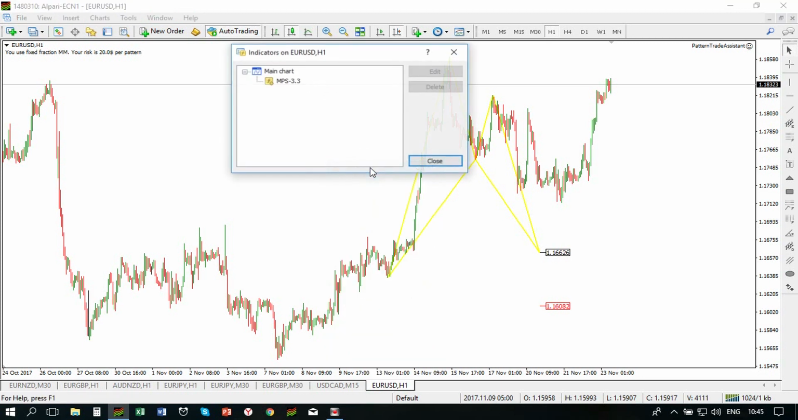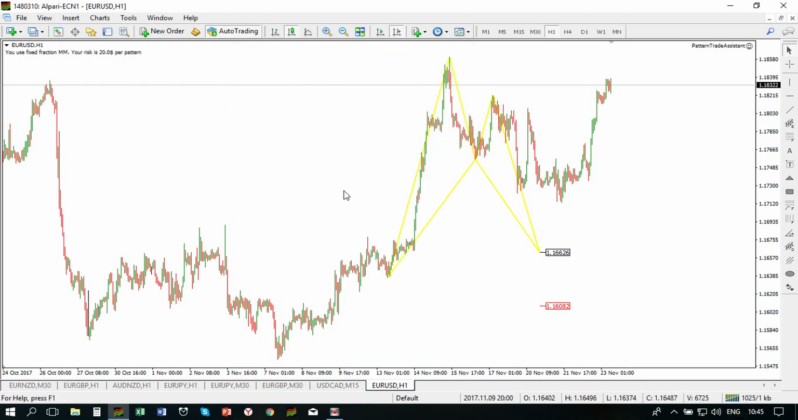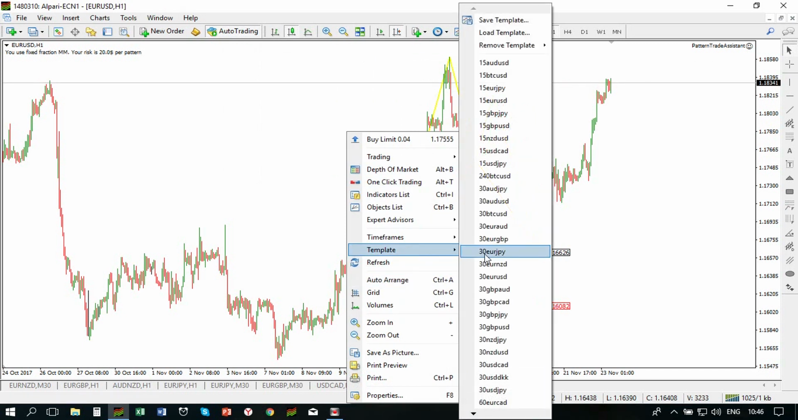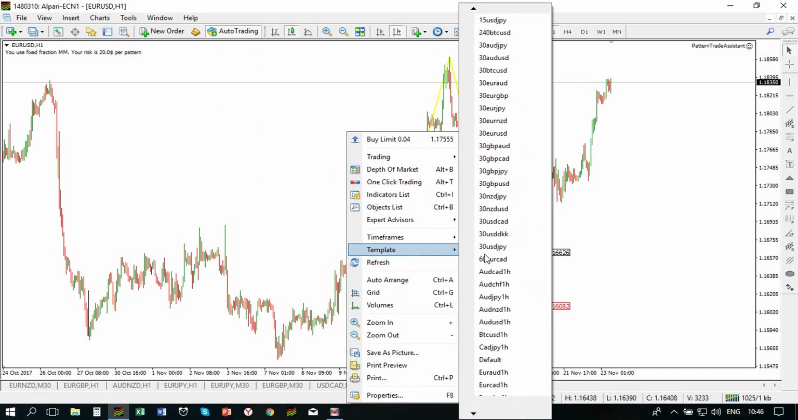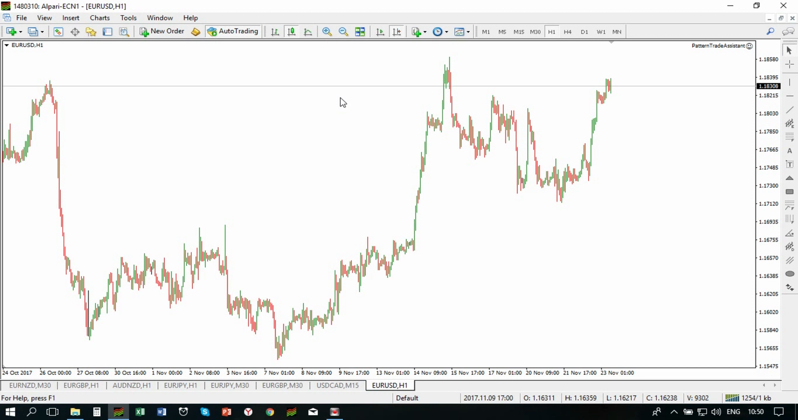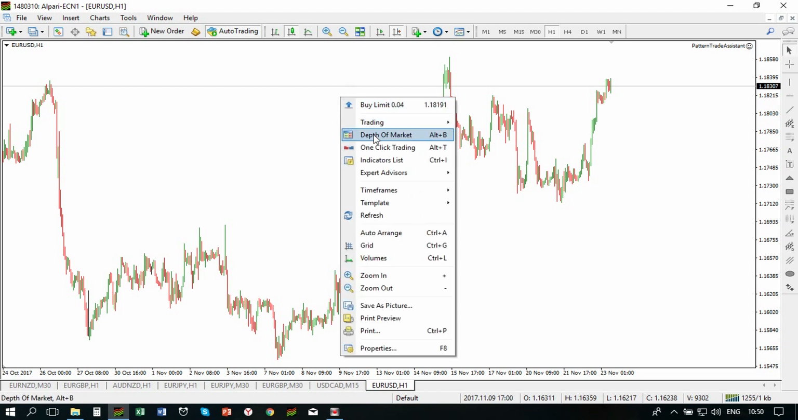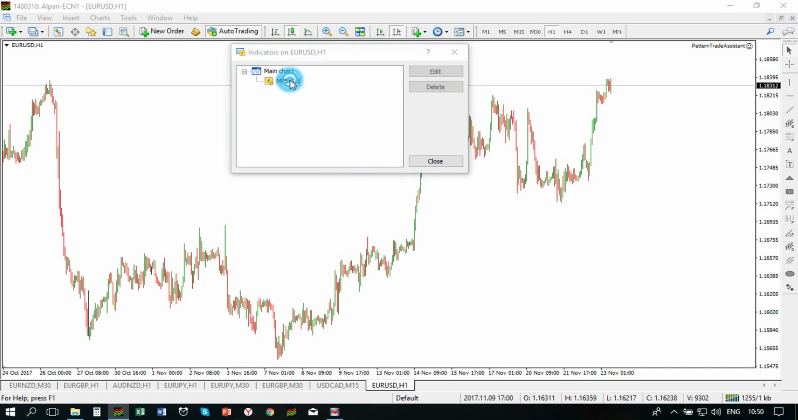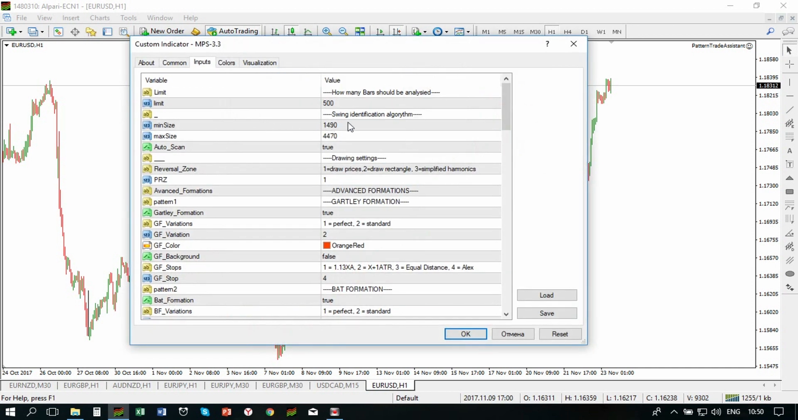Okay, let me switch it back to advanced patterns. I'll do it this way. Template euro 1 hour, euro dollar 1 hour. Okay, let's go back to settings once again. Monster pattern search. Here it is. Let me disable some limitations. Place it maybe to, I don't know what is that, 5 pips. It doesn't matter. The smallest XA swing should be 5 pips.